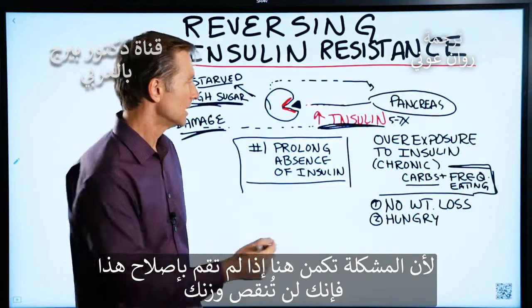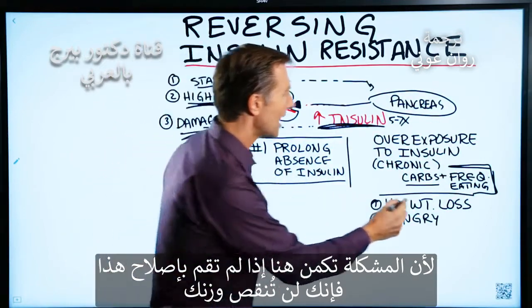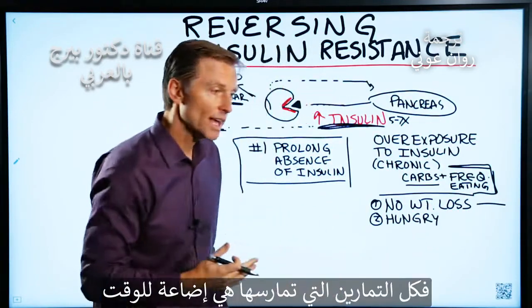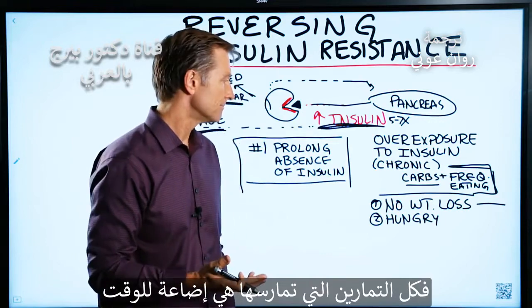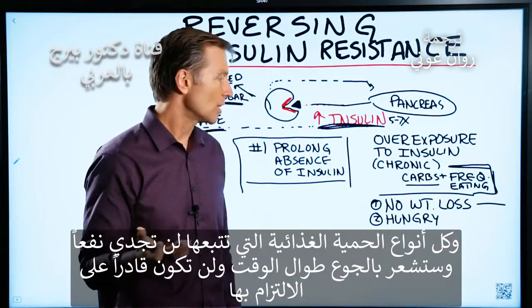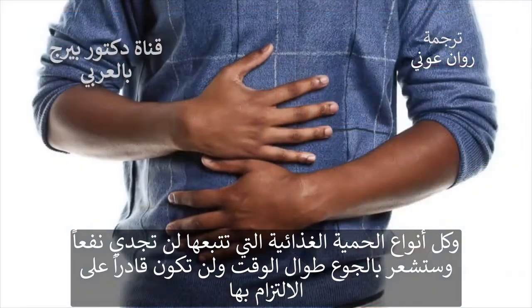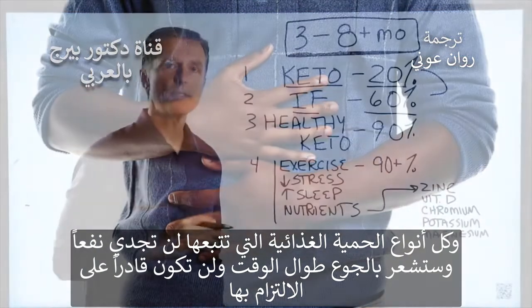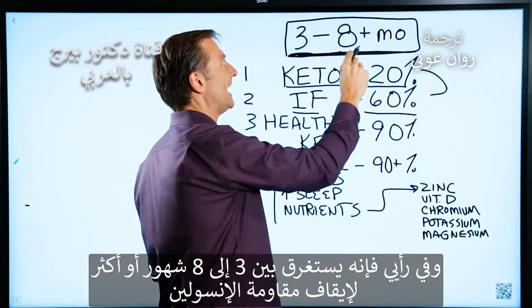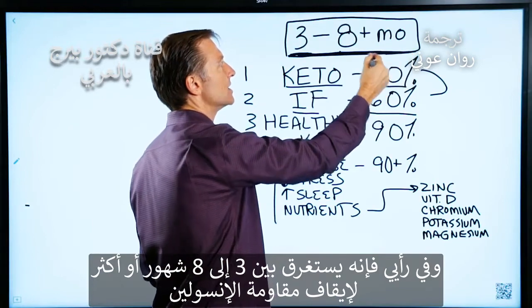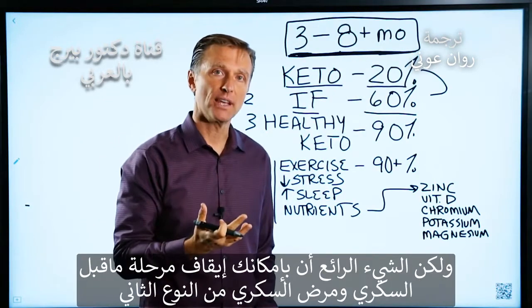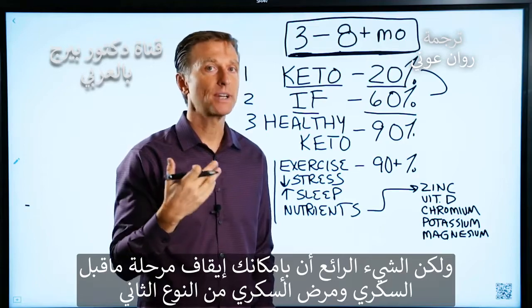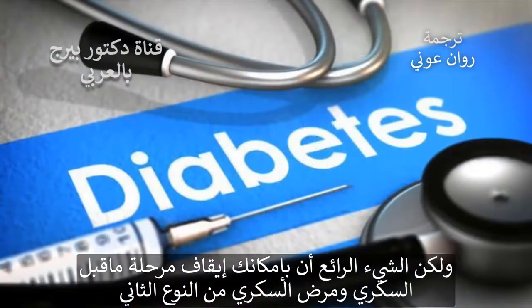Because here's the problem. If you don't fix this, you're not going to get weight loss. So all those workouts that you're doing are a waste of time. All the diets you're doing don't really work. And you're going to be hungry all the time, so you're not going to be able to stick to it. Now, based on my opinion, it takes between 3 to 8+ months to reverse insulin resistance. But the cool thing is, you can also reverse prediabetes and type 2 diabetes.